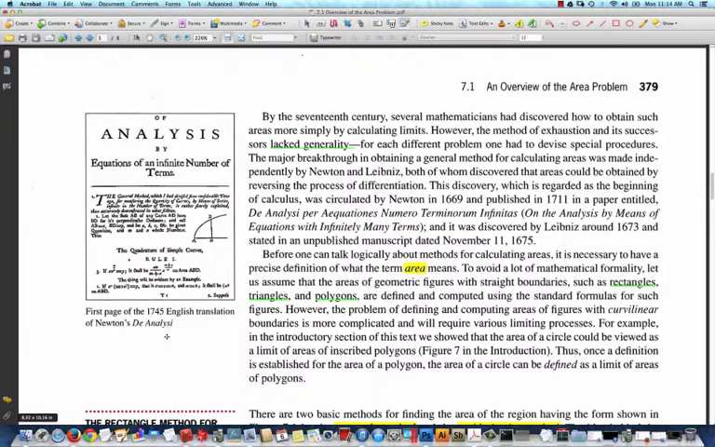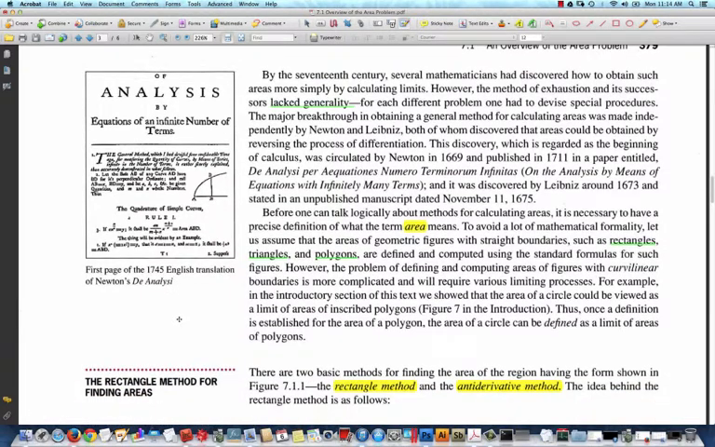Before one can talk logically about methods for calculating areas, it's necessary to have a precise definition of what the term area means. To avoid a lot of mathematical formality, let us assume that the areas of geometric figures with straight boundaries, such as rectangles, triangles, and polygons, are defined and computed using the standard formulas for such figures.